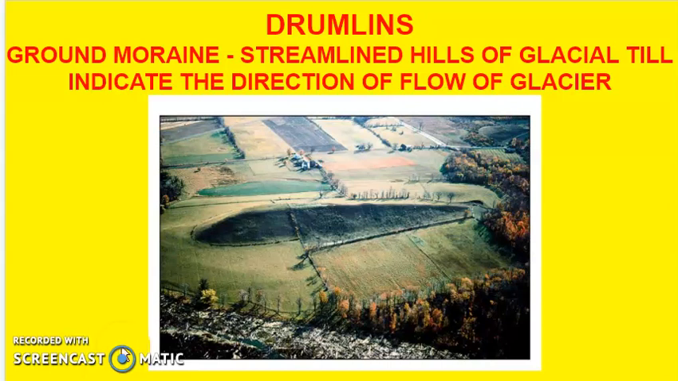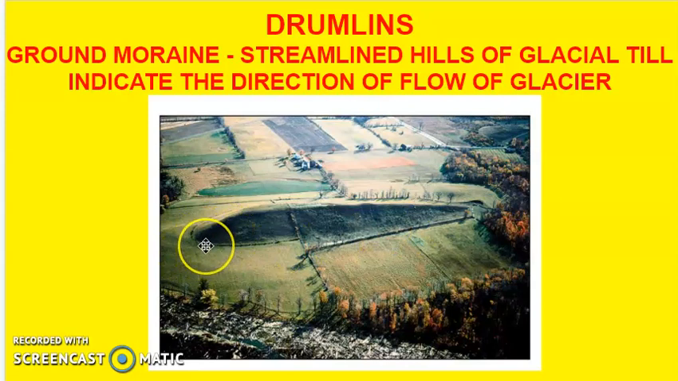I want you to take a look at this. For scale, this is a pretty big feature. These are trees on either side, and drumlins typically tell you the direction from which the glacier came. This short side is called the stoss side. The glacier came from the left, went over it, and left in this way.